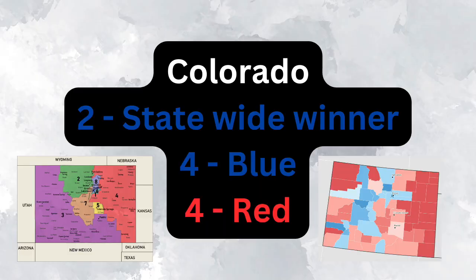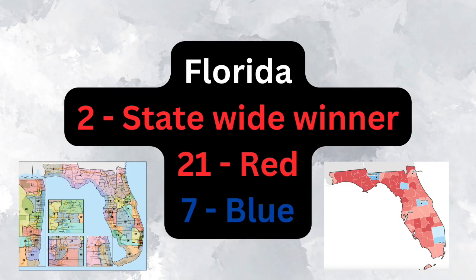My other blue state is going to be Colorado. Colorado in the 2024 election overall voted blue, so they would automatically get the 2 blue votes. If you broke down by congressional district, Colorado would do 4 blue votes and 4 red votes. And then the last state I'm going to round out with is the red state of Florida. In the 2024 election, Florida voted red, so they would automatically get 2 red votes. If you broke down the remaining 28 votes, 21 of them would go red, 7 of them would go blue.